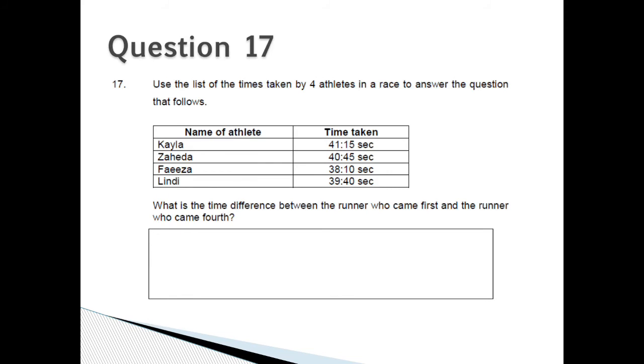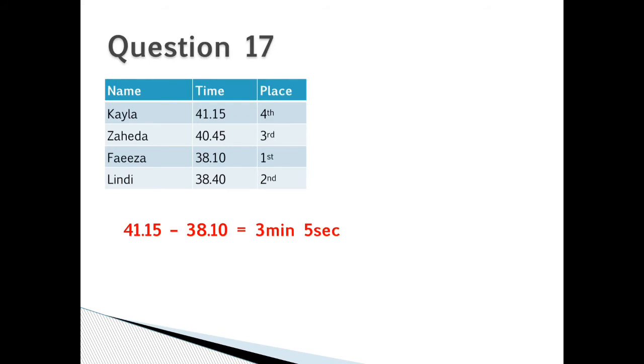What is the time difference between the runner who came first and the runner who came fourth? Faiza is the runner that came first at 38 minutes and 10 seconds. And Kyla is the runner that came last at 41 minutes and 15 seconds. So the difference between the two is 3 minutes and 5 seconds.